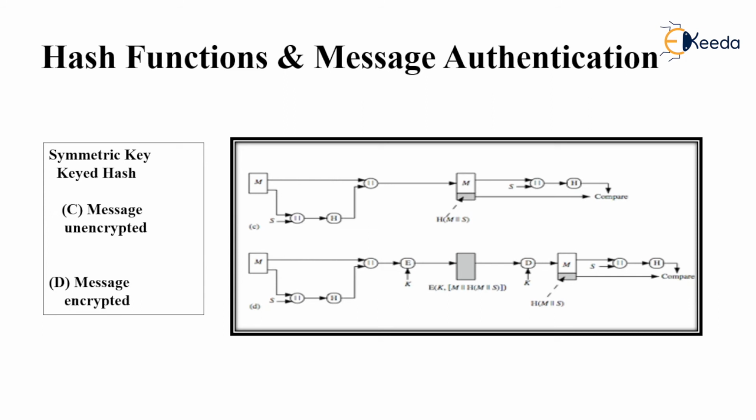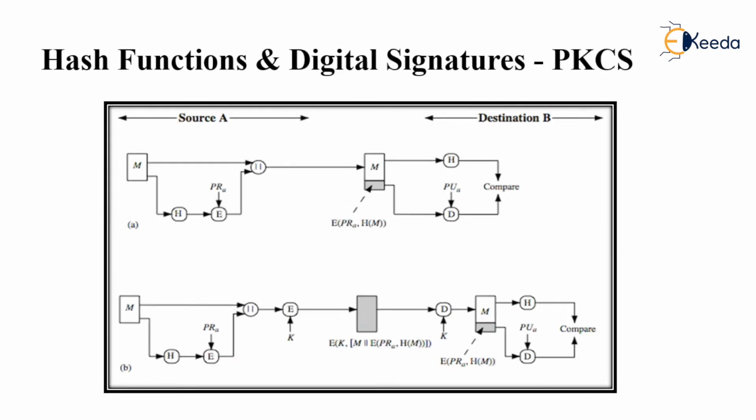So here we can see the difference between when it is unencrypted and when it is encrypted. We can easily differentiate that the processes which encrypt the messages after the hash functionality give a higher level of security to the message which is then transferred over the network to the destination user.